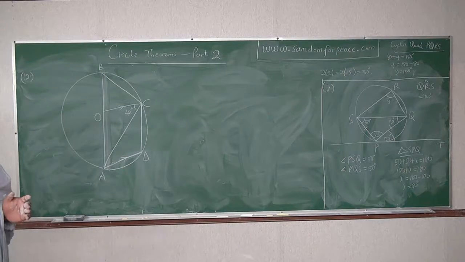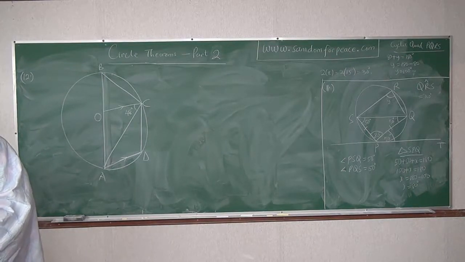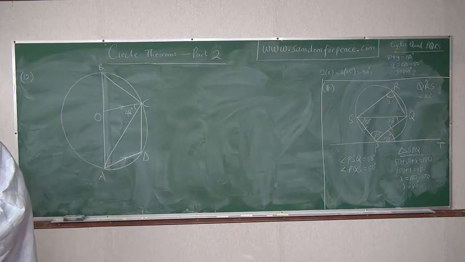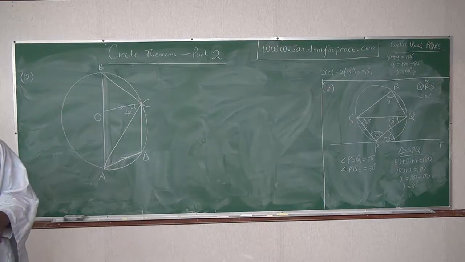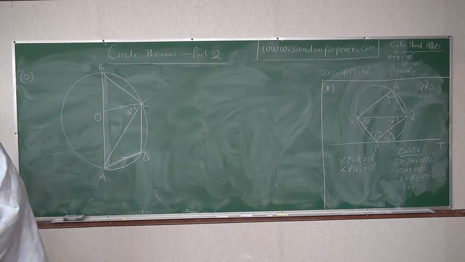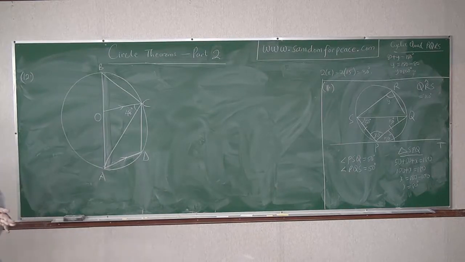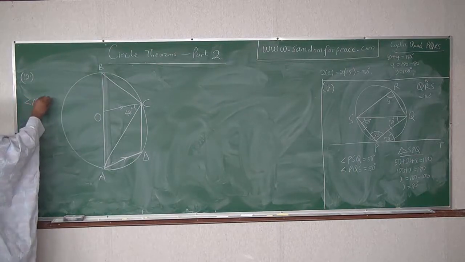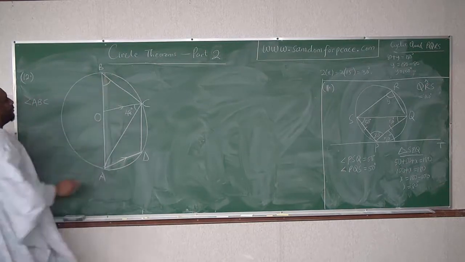O is the center of the circle. Line segment OC is parallel to line segment AD. Line segment AB is a straight line, and angle OCA is equal to 48 degrees. Calculate angle ABC. So this angle ABC, they want us to find this angle here.